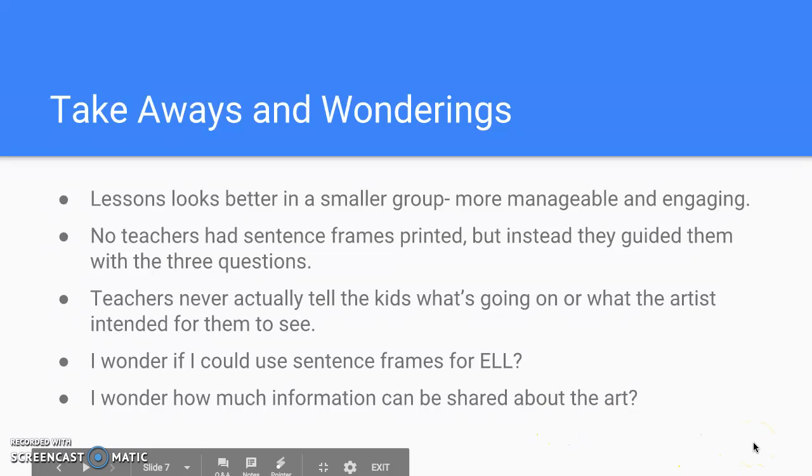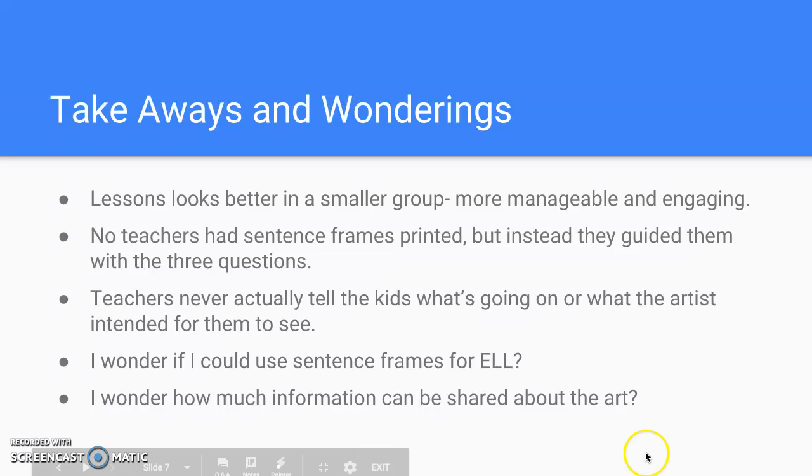So I had a couple of takeaways and wonderings. My biggest takeaway was that the lessons that I watched looked a lot better in smaller groups. There were a few that were just these huge groups of kids, and kids didn't get a chance to say what they wanted, and it almost looked like they were fighting for time. So I feel like I might teach visual literacy, specifically VTS, in a smaller group.